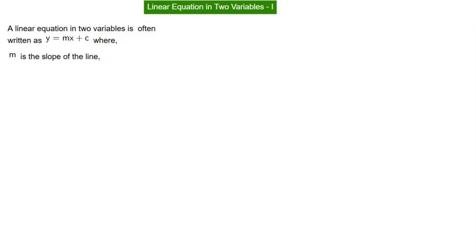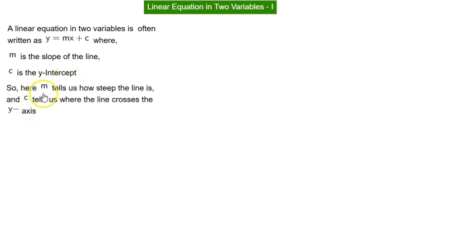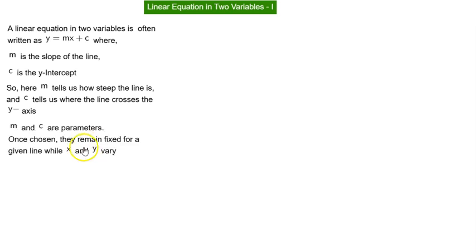In the previous session, we looked at linear equations in one variable. Now let's look at linear equations in two variables. A linear equation in two variables is often written as y is equal to mx plus c, where m is the slope of the line, c is the y-intercept. So here m tells us how steep the line is, and c tells us where the line crosses the y-axis.